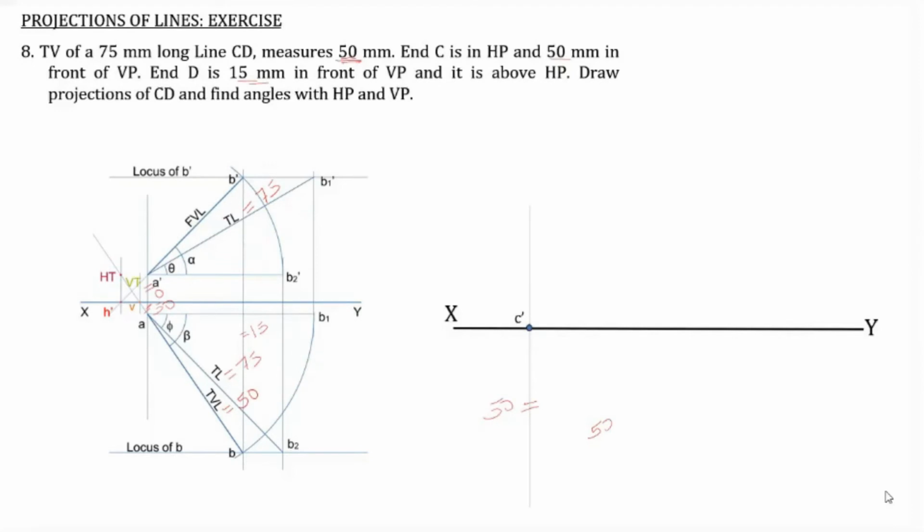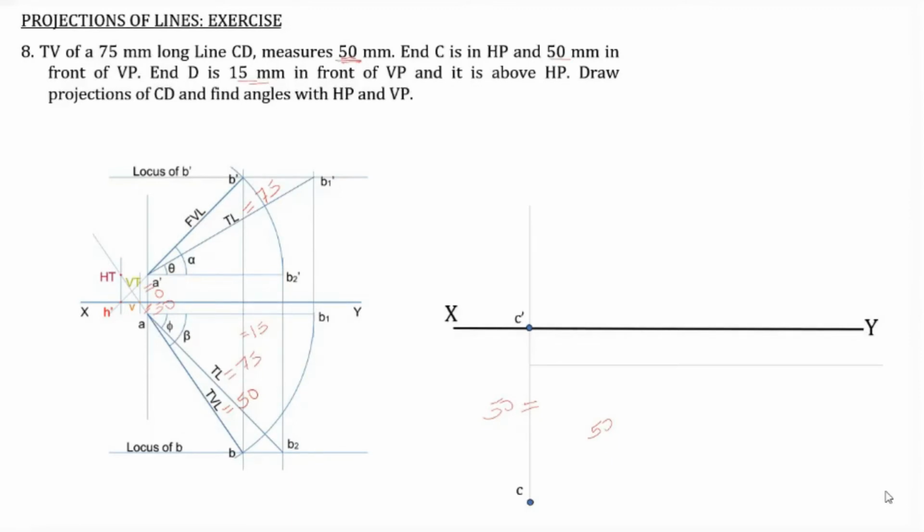Since the distance of C from HP is 0, or it is lying in HP, C dash should be in the XY line itself. So C dash is drawn. Then we mark the point C. It is said that C is 50 millimeter in front of VP. So C is marked. Now we mark the locus of D. The locus of D is 15 millimeter in front of VP.